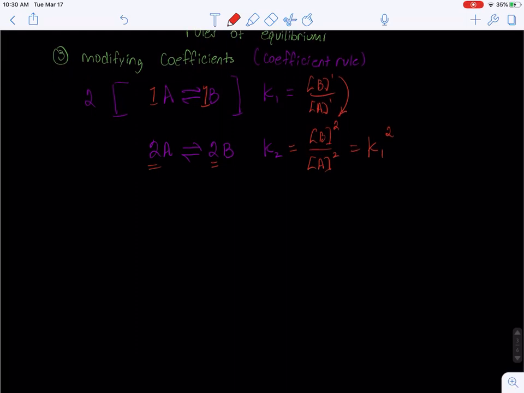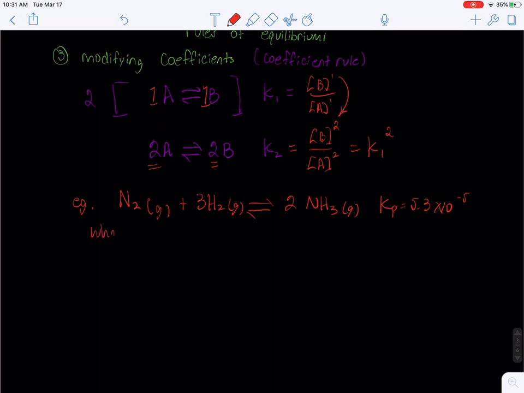So what this means is that if you have a chemical equation like this, nitrogen, hydrogen, ammonia, and we know the K value for this is 5.3 times 10 to the minus 5. What is K for this new reaction? We'll just multiply everything by 3.